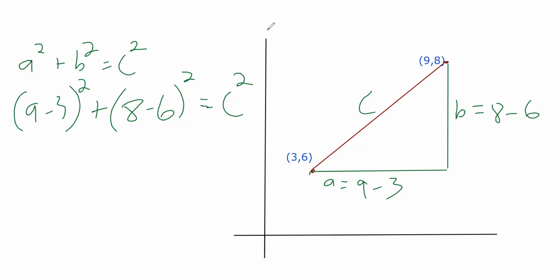Now remember, our whole point of doing this is to find C. It's to find the length of this side here, because the length of that side is the distance between the 2 points. Since C is being squared, we already learned the square root property that says we got to take the square root of both sides. So we're going to take the square root of both sides.